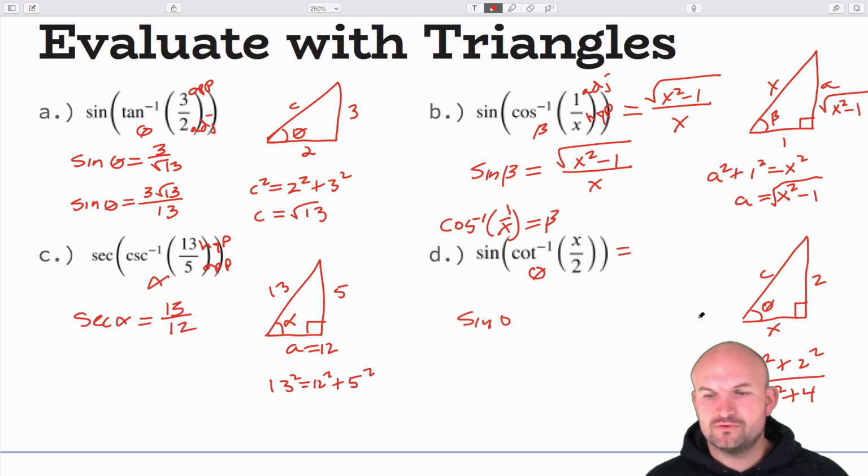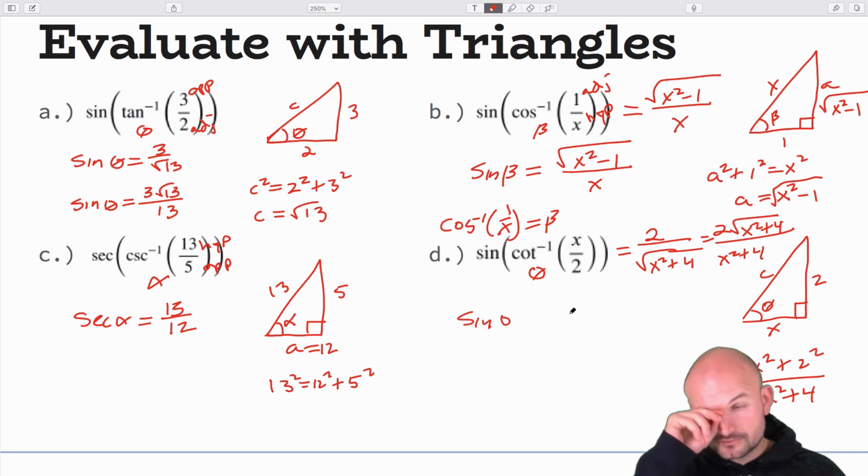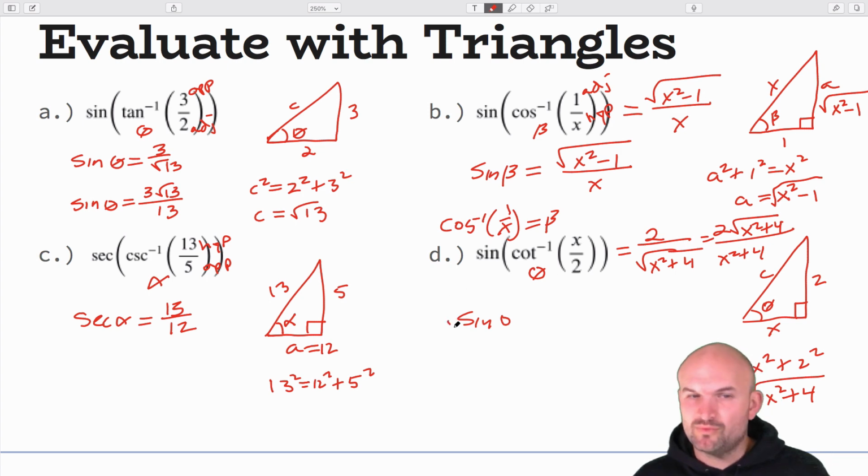Let's just set that equal to. So the sine of this theta is going to be 2 over that. So that'd be 2 over the square root of x squared plus 4. And then you rationalize the denominator. And there you go. That is our answer all nice and scrunched in there. So just remember to rationalize that denominator, at least for the simplified form.